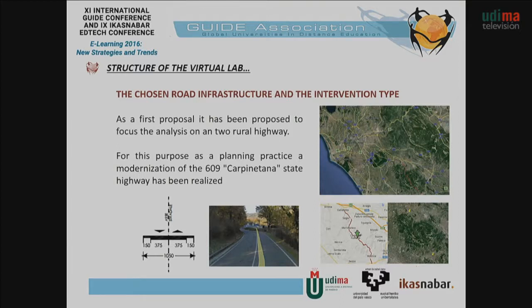So just a short presentation of the structure of the lab. The road infrastructure that we have chosen for the lab is a two-lane rural highway, because there are many territorial constraints in this kind of infrastructure, and it can raise some interesting questions for the student in the whole design process.